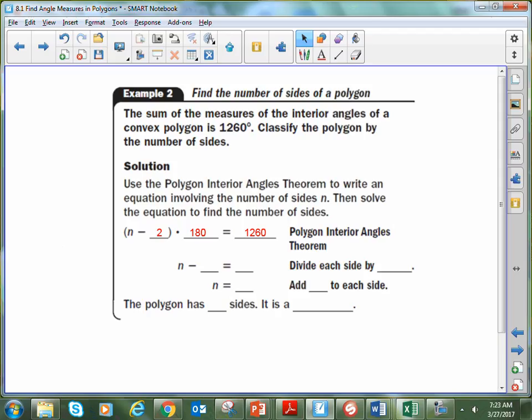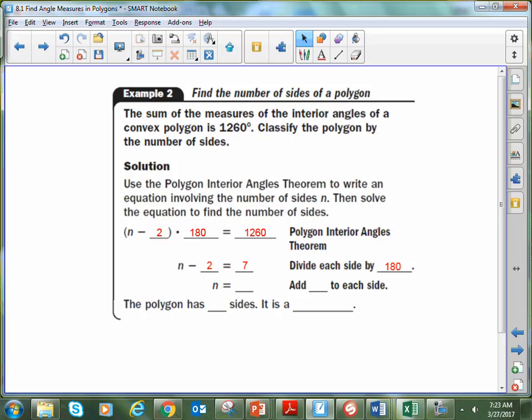So again, we can't do anything inside the parentheses because I don't know what n is. And we could distribute the 180 into the parentheses and say 180n minus 360 is equal to 1260. But that would just give us more operations, more steps. Since the 180 is already isolated outside of the parentheses, we're going to just go ahead and divide both sides by 180, which gives us n minus 2 is equal to 7.